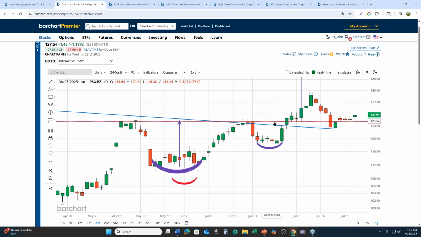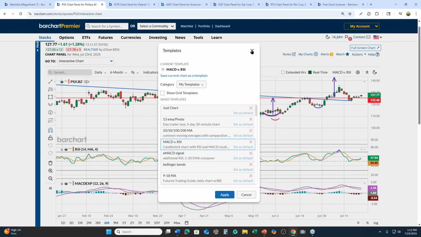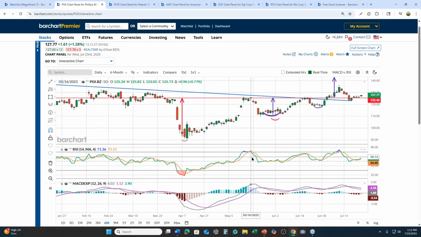But we can add other technical tools to help us in confirmation. Now, sometimes that might delay an entry, and that delay in entry might also increase our dollar risk, but might increase our probability of success. So one of the ones that we can look at, or two that we can look at, are MACDs and RSIs. So let's start with RSI.